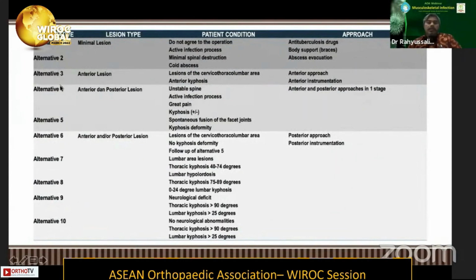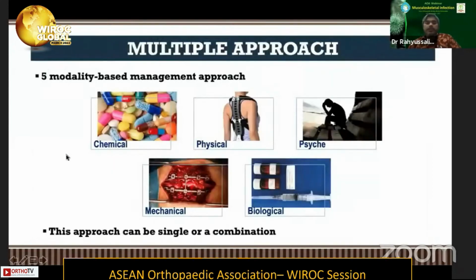So there are 10 alternatives actually. They should be based on the lesion type: minimal, anterior lesion, anterior posterior lesion, or anterior and or posterior lesion. We should evaluate the patient condition, and the last, the right column, is how to make a strategy to treat all these identified problems.